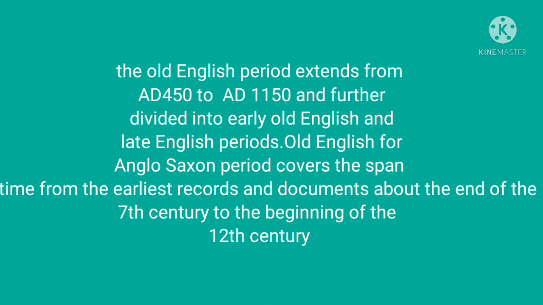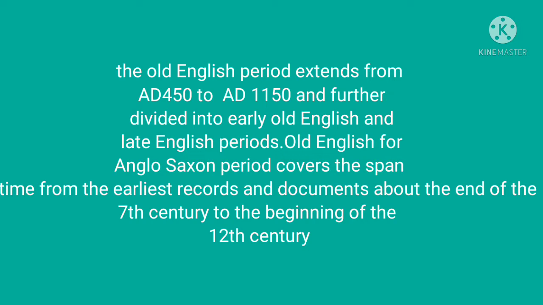Today's video is about the characteristic features of the Old English period. The Old English period extends from AD 450 to AD 1150, and from that time the Anglo-Norman period starts. It may be further divided into early Old English and late Old English periods.